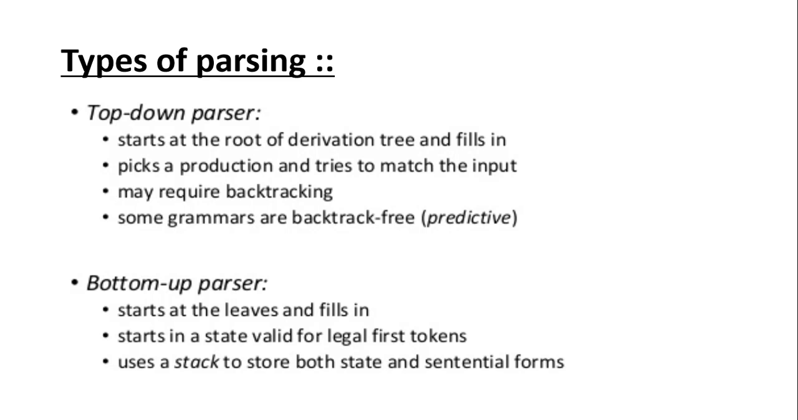Now we'll read the slide. Start at the root of the derivation tree and fill in. Pick a production and try to match the input. It works the same way: when the production rule is given to the syntax analyzer and the grammar passes through it, it produces a given language. The top-down parser produces from top to down, and the bottom-up parser moves from bottom to up, starting at the leaves and filling in from the top, starting in a valid state from the legal first token, then moving forward.